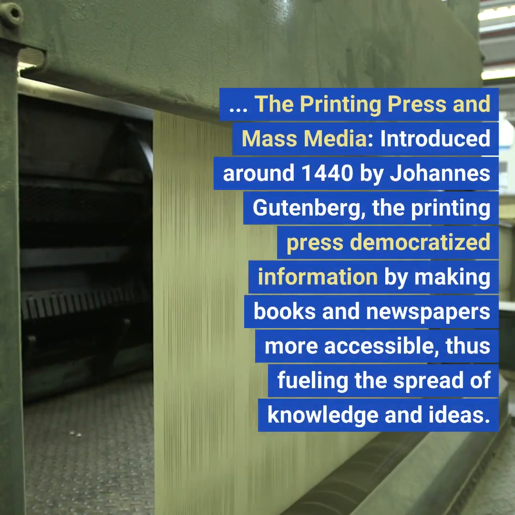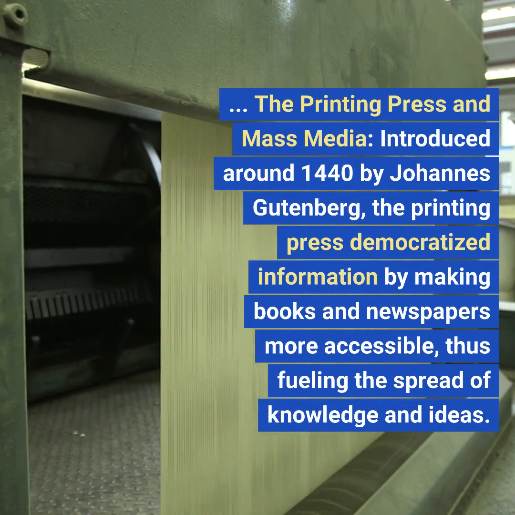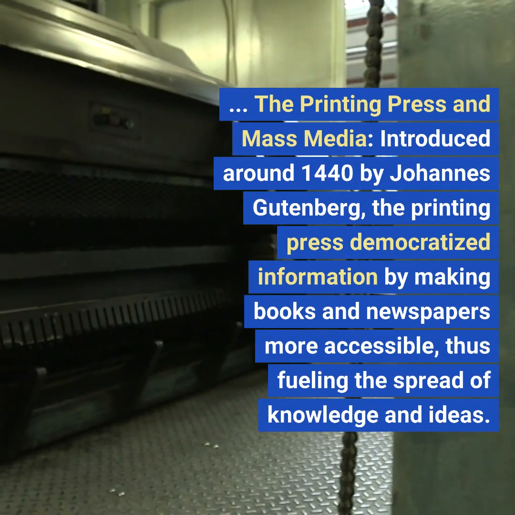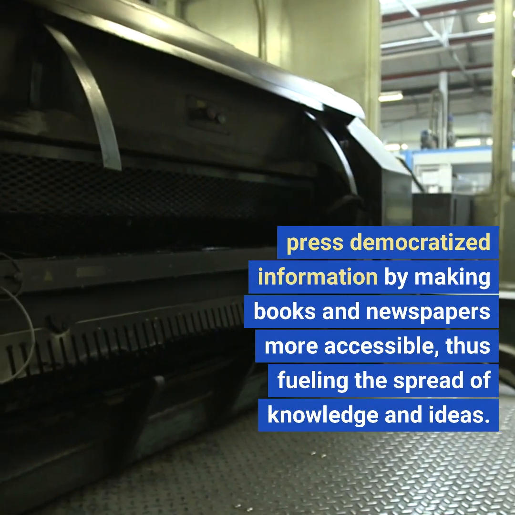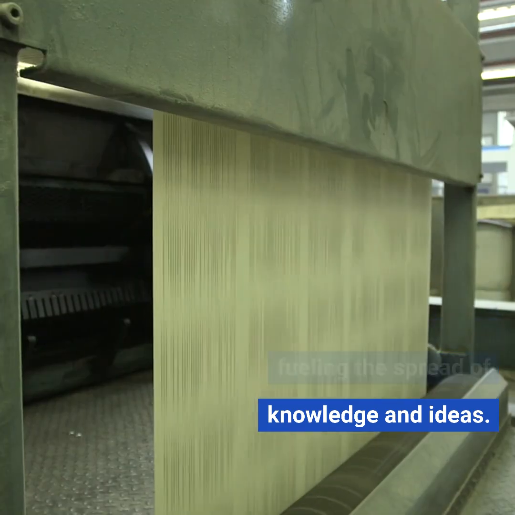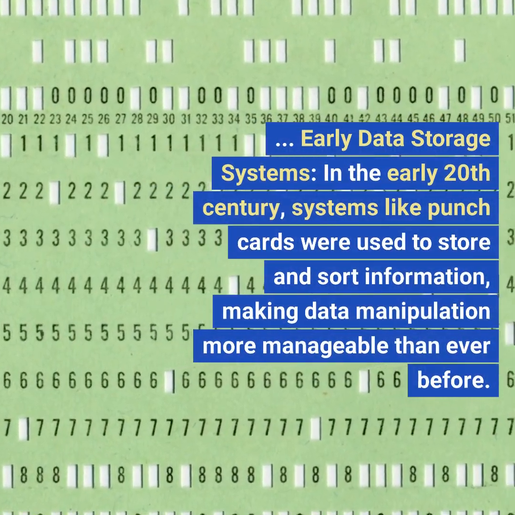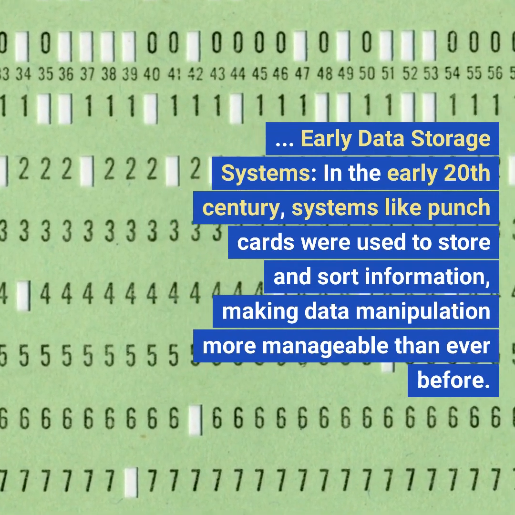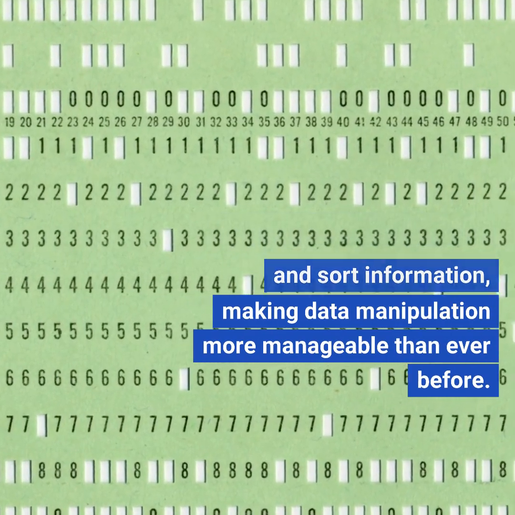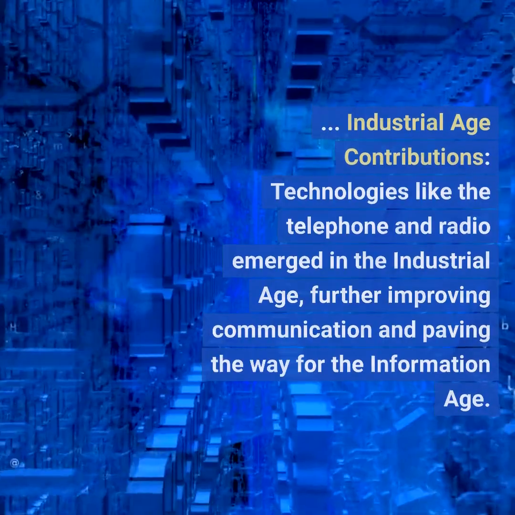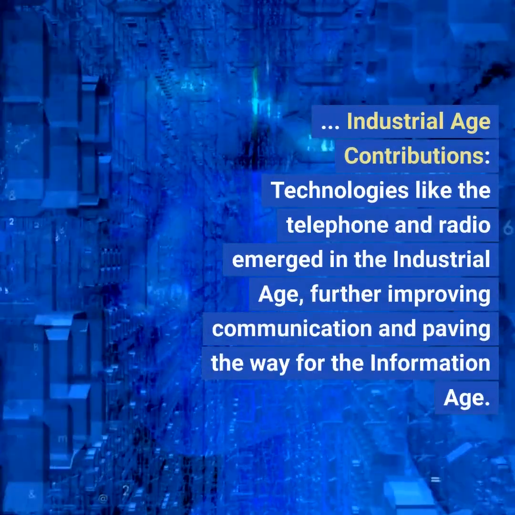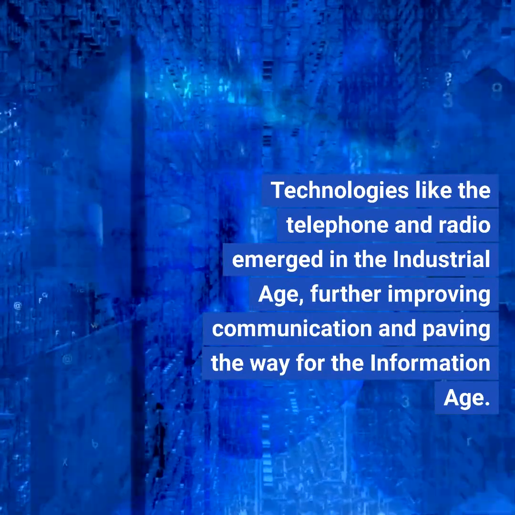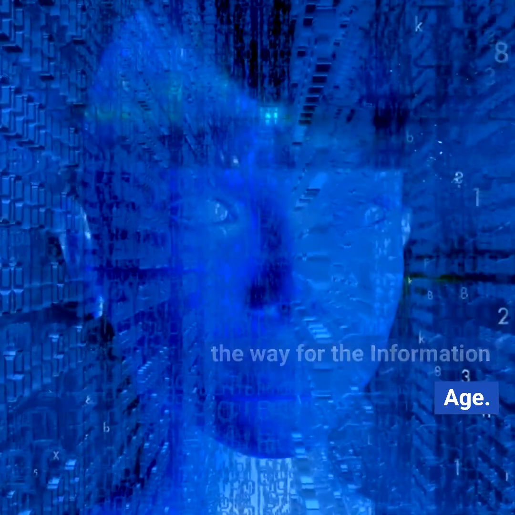The printing press and mass media. Introduced around 1440 by Johannes Gutenberg, the printing press democratized information by making books and newspapers more accessible, thus fueling the spread of knowledge and ideas. Early data storage systems. In the early 20th century, systems like punch cards were used to store and sort information, making data manipulation more manageable than ever before. Industrial age contributions. Technologies like the telephone and radio emerged in the industrial age, further improving communication and paving the way for the information age.